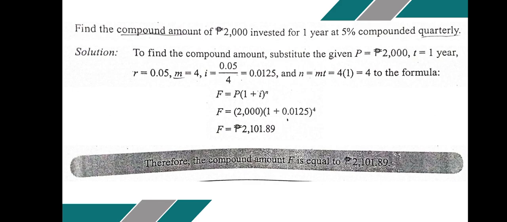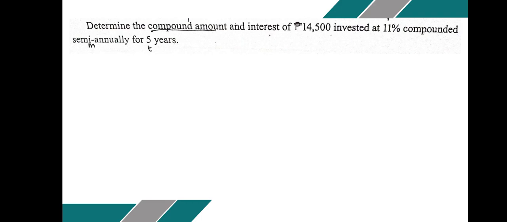So, therefore, the compound amount F is equal to 2,101.89 pesos. Okay. So, after understanding the problem, you need to understand it and then determine what the given are. So, here, let's proceed to the next problem.